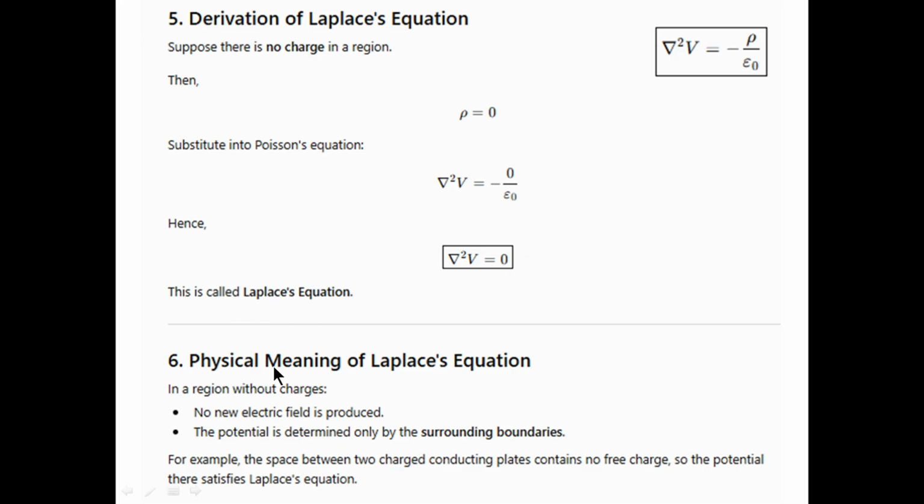Now the physical meaning of Laplace equation: in the region where there is no charge, no new electric field is produced. The potential is determined only by the surrounding boundaries, because there is no charge inside the boundaries, and we can determine potential only by the surrounding boundaries. For example, the space between two charged conducting plates contains no free charge, so the potential there satisfies Laplace equation.